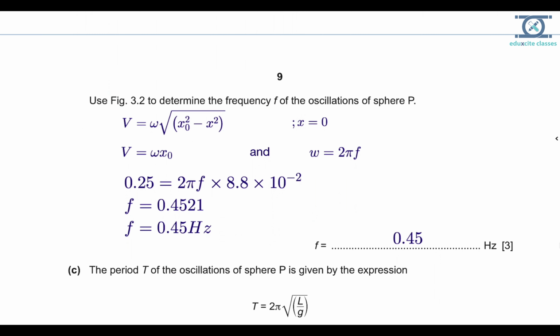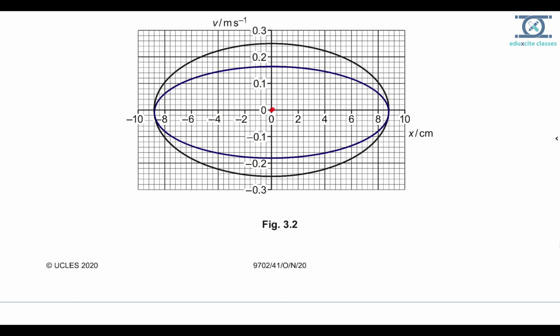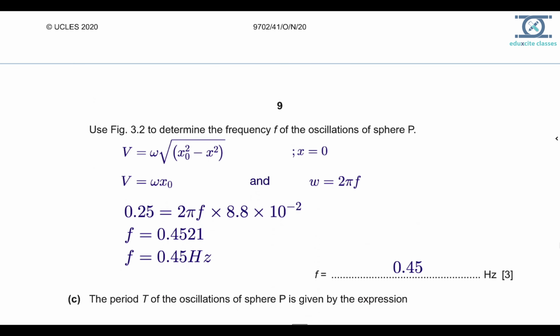How? At x equals 0, that is at the mean position, I can find the value of V, which you can see from the graph is 0.25 at the mean position. That is the midpoint: it is 0.2 here and 0.3 here. So this is nothing but 0.25 meter per second. Using this equation, at x equals 0, the x square term is 0, and under the root it is x naught. So we get the relation V equals omega x naught.